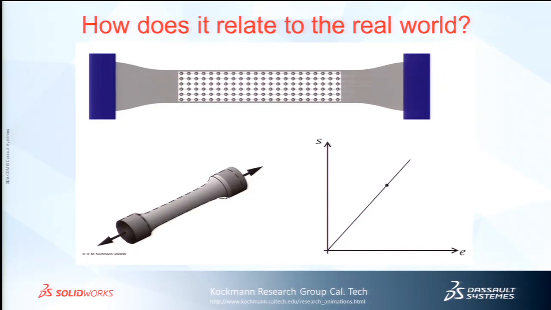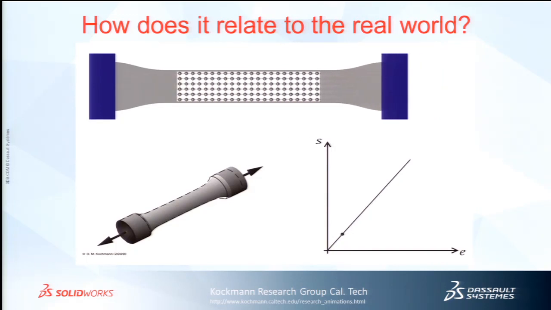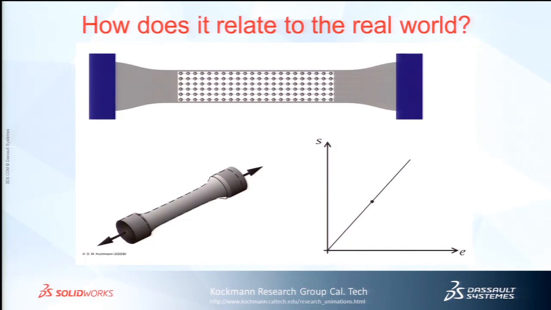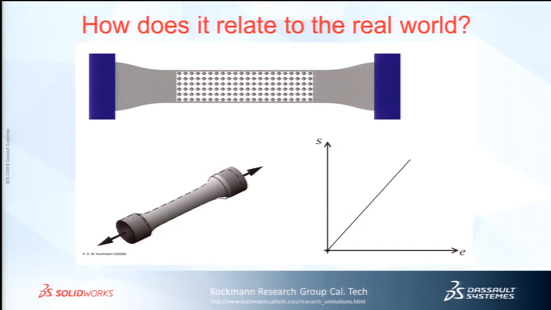As I pull it, I'm deforming it. There's going to be a certain stress. I can measure the deformation, and I can relate that to strain, and I can relate that to stress. And it's all following this roadmap here.